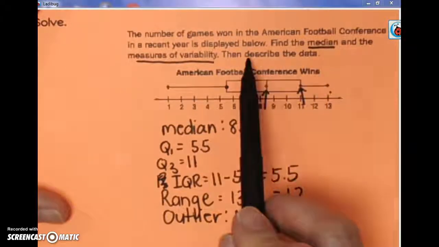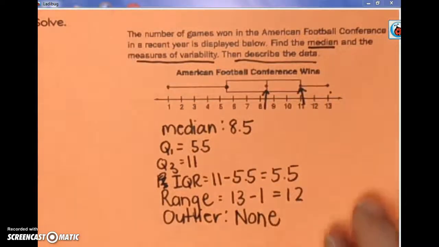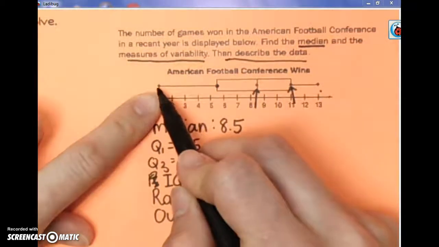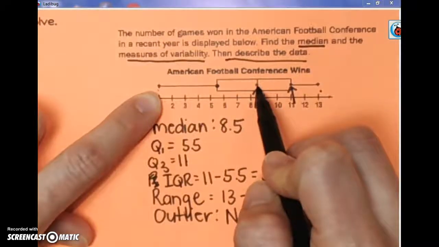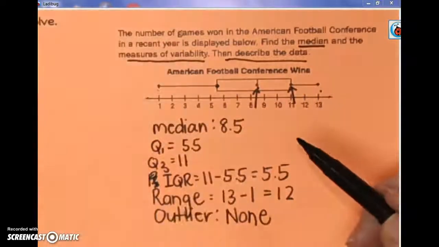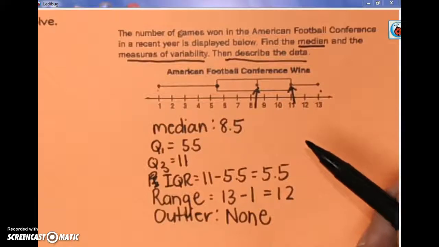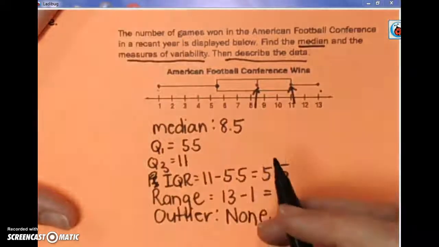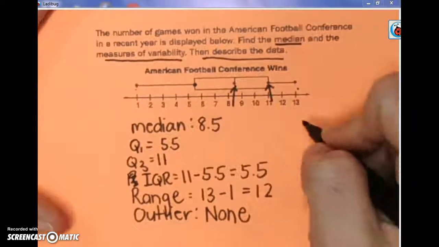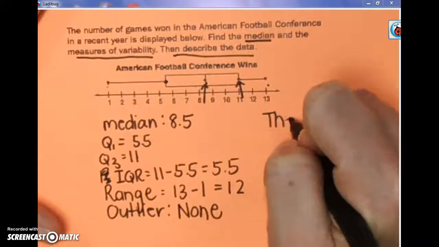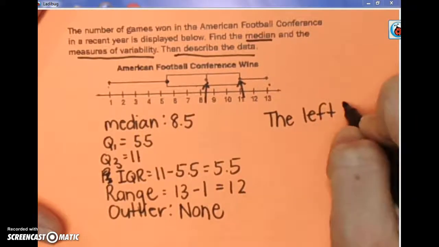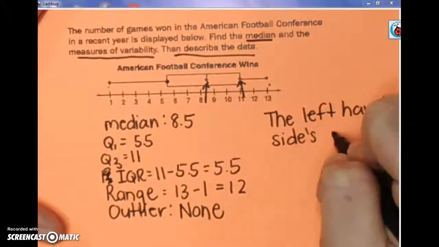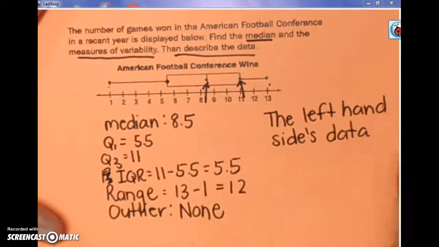The only thing we have left is to describe the data, your guys' favorite part. But it's actually pretty easy. Let's look at the left side. So that's from the lower extreme to the median. Is that bigger or smaller in length than the second side? The left-hand side is bigger, so the data is more spread out. On the left-hand side, the data is more spread out than the right hand.